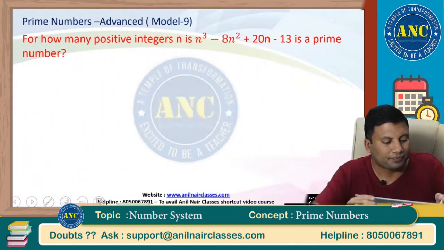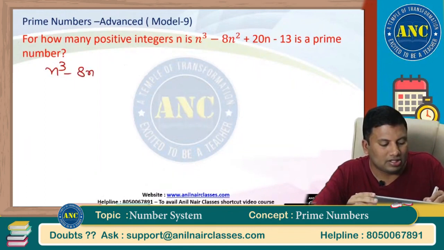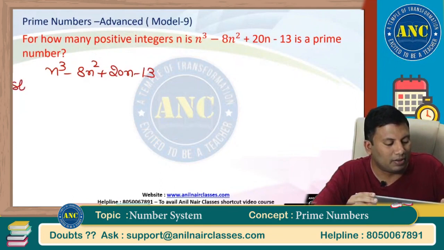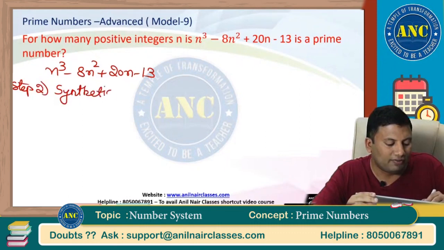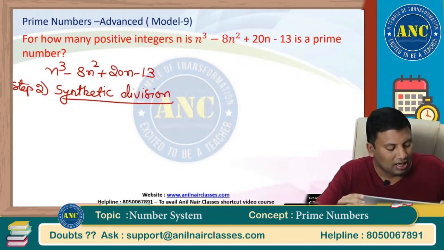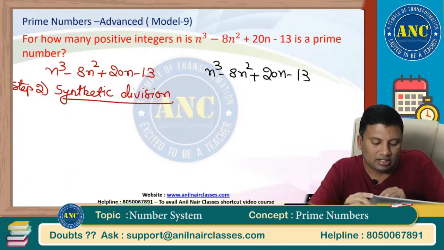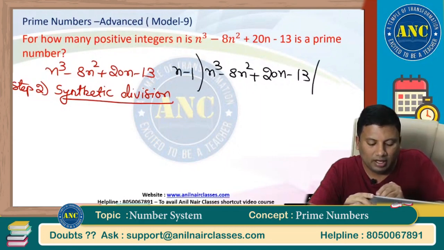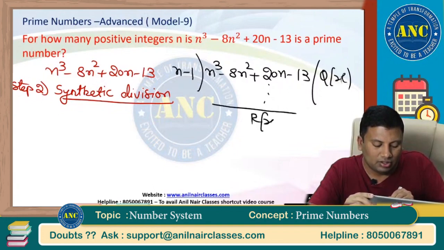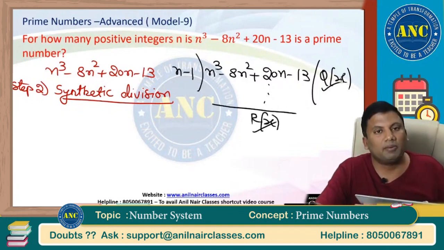Now let us see n cube minus 8n square plus 20n minus 13. Step number 2: I am using synthetic division to get the remaining Q of x. What is synthetic division? Synthetic division helps us in giving the quotient. This n cube minus 8n square plus 20n minus 13 is divided by n minus 1. I need the quotient and the remainder. By using synthetic division, the quotient and remainder can be obtained.